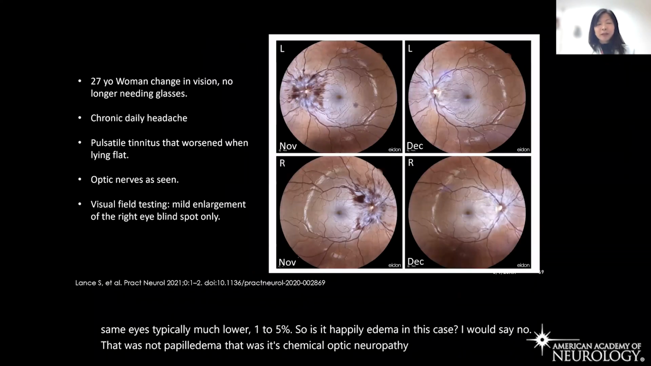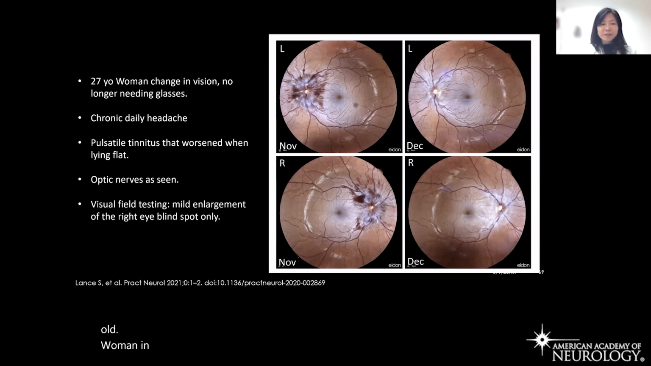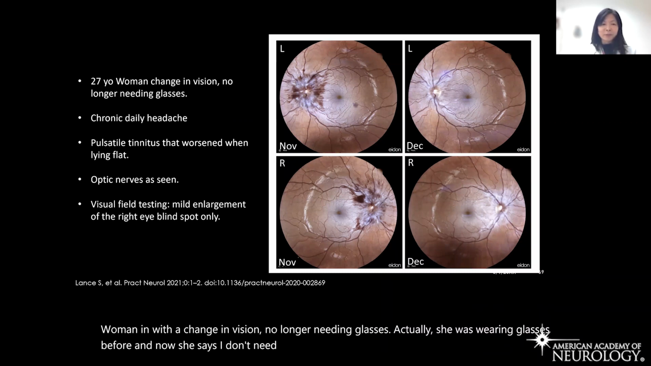Case number 2 is a 27-year-old woman with a change in vision, no longer needing glasses, actually. She was wearing glasses before, and now she says, I don't need glasses anymore. That's weird. She has headaches every day.